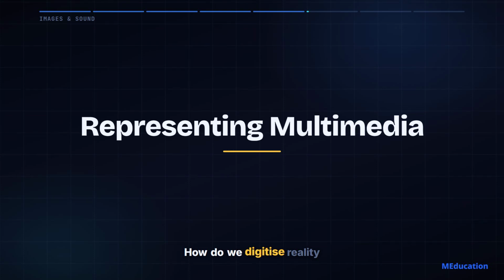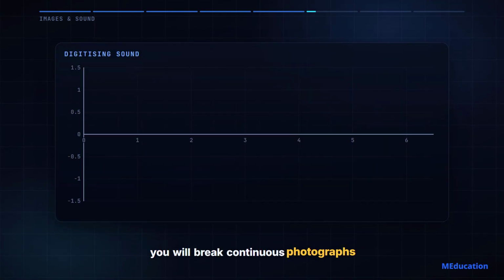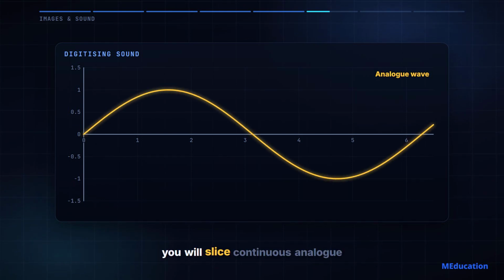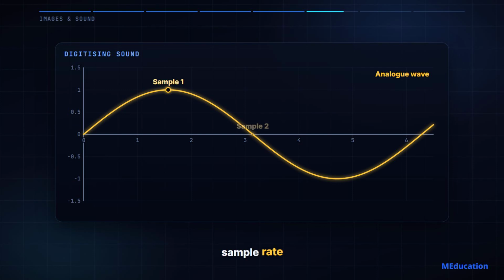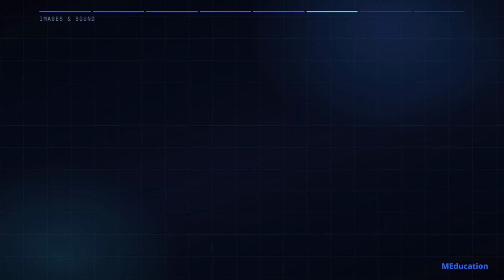How do we digitize reality? For images, you will break continuous photographs into grids of pixels, calculating exact file sizes using color depth and resolution. For sound, you will slice continuous analog waves into discrete digital samples. You will apply the Nyquist theorem to find the perfect sample rate, balancing pristine audio quality against massive file sizes. This is where mathematics meets human perception.